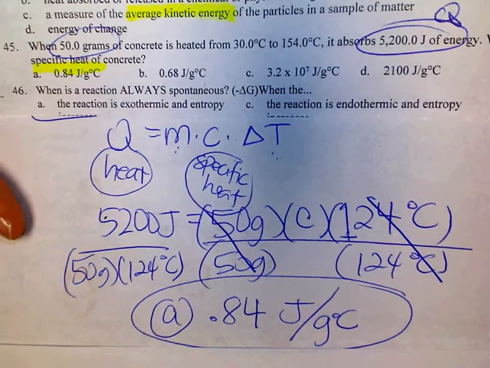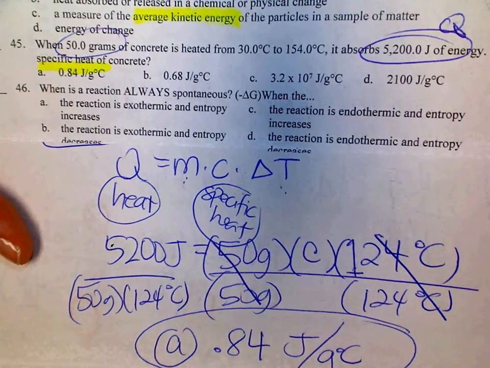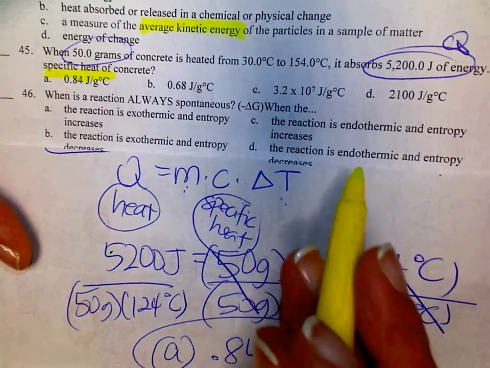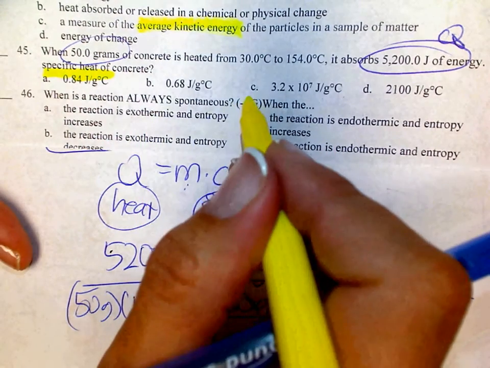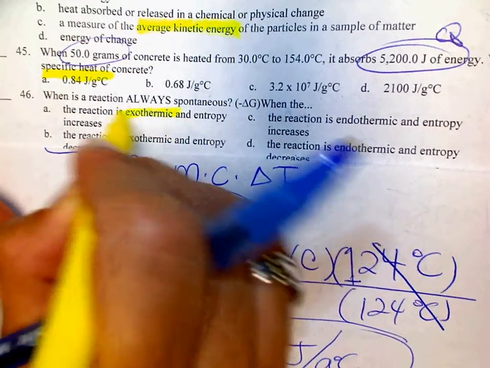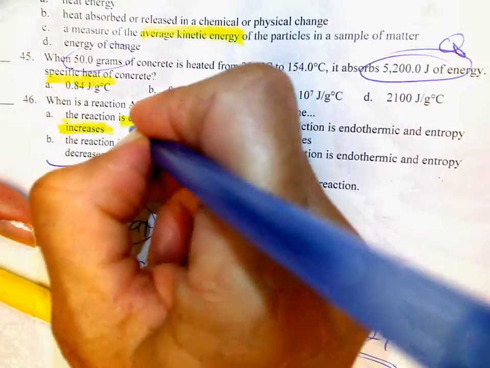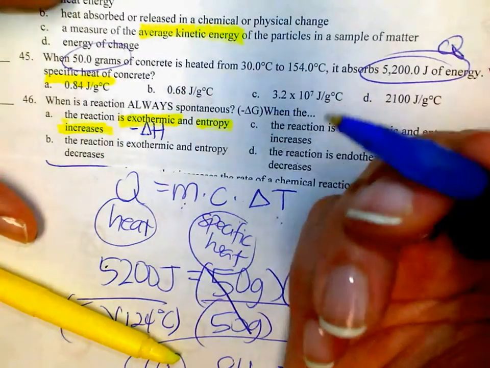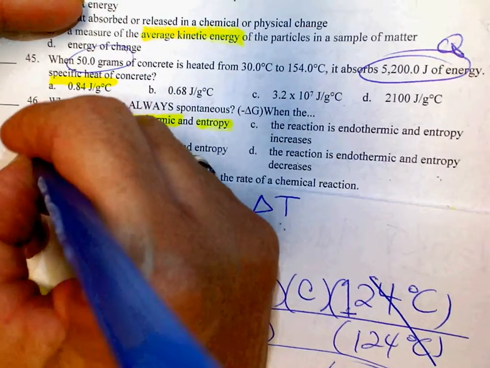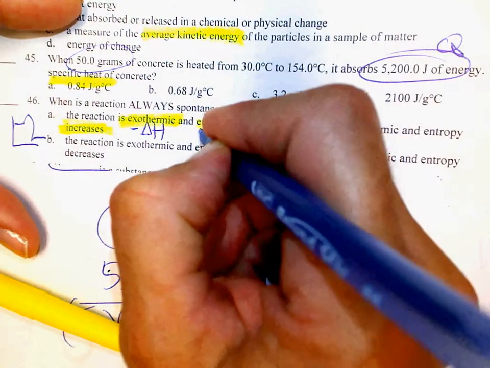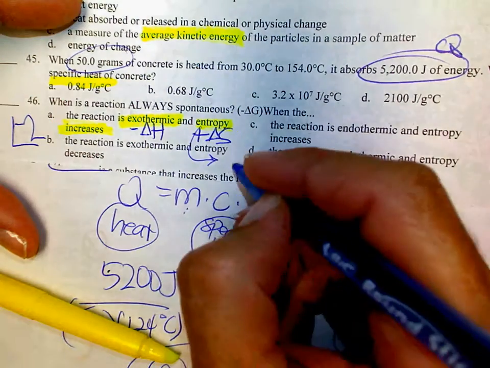Number 46. A reaction is always spontaneous when you have exothermic and increasing entropy. Nature tends to go toward energy going downhill and entropy increasing. Entropy increasing means we're getting more disorderly.